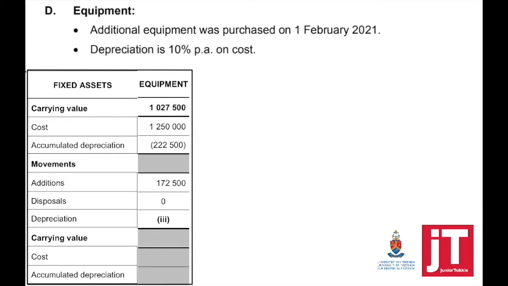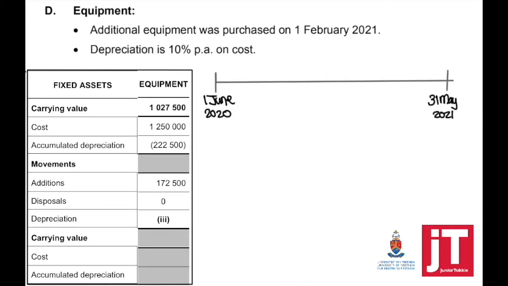Equipment. Additional equipment was purchased on the 1st of February 2021. So they've told you that additional equipment was purchased. If you go down to the movement, you would also notice there is additions. They didn't tell you the price up in the information. They told you down here in the tangible asset note, additions was 172,500 and disposals was 0.